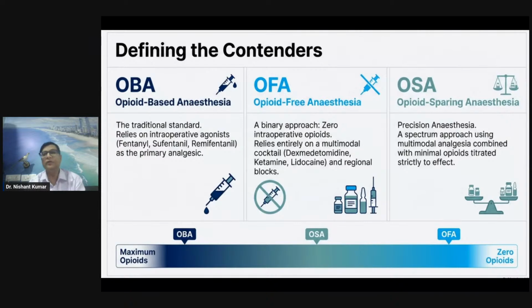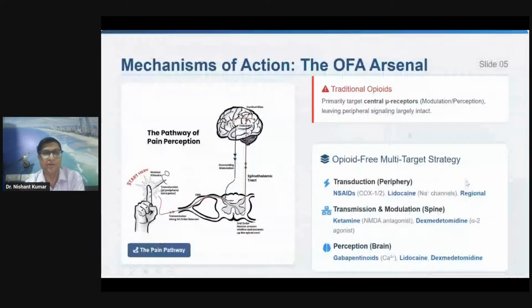So what are the drugs that we are using? We'll come to that later. And then we have something in the middle which is called opioid-sparing anesthesia, in which you use opioids either in low dose or only when they are actually required. So your analgesia is not solely based on the opioids. It is a multimodal analgesia, but you may use some amount of opioids. So we have three definitions here: the opioid-based anesthesia, the opioid-sparing anesthesia, and the opioid-free anesthesia, which is zero opioids.